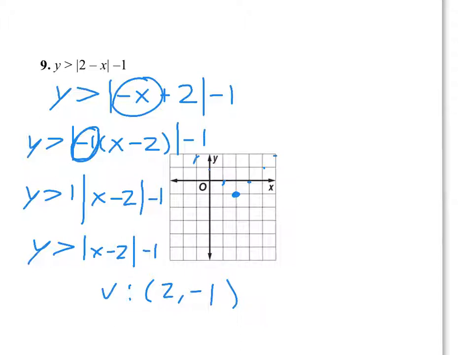This one is a dashed line. And greater than means shade above. Okay, that's it for lesson 2.8.